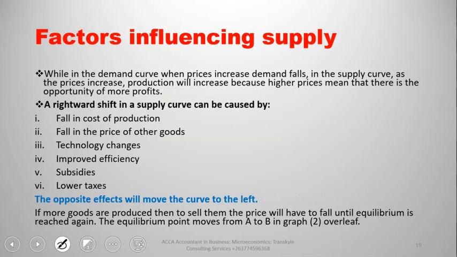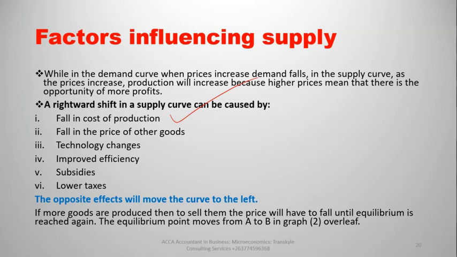What are the factors which influence supply? While in the demand curve, when prices increase, demand falls. In the supply curve, as the price increases, production will increase, because higher prices mean that there is the opportunity for more profits. So a rightward shift in a supply curve can be caused by a fall in production costs.